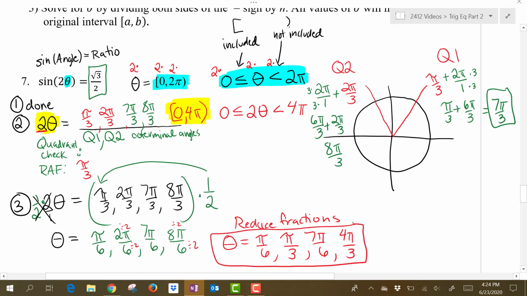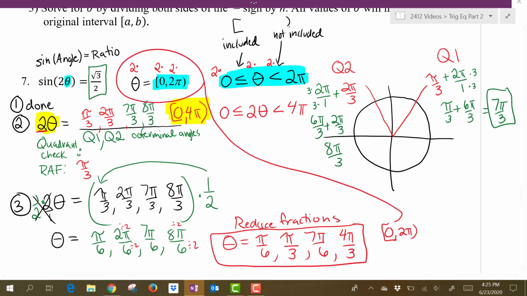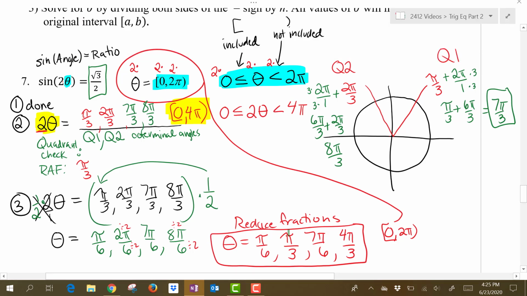All right, so our final answers for theta are those 4 angles, and you'll notice that all 4 of those angles now fit within the interval that we were asked to solve for theta originally, between 0 and 2 pi. All right, so our final answer, all 4 of those angles there in green.